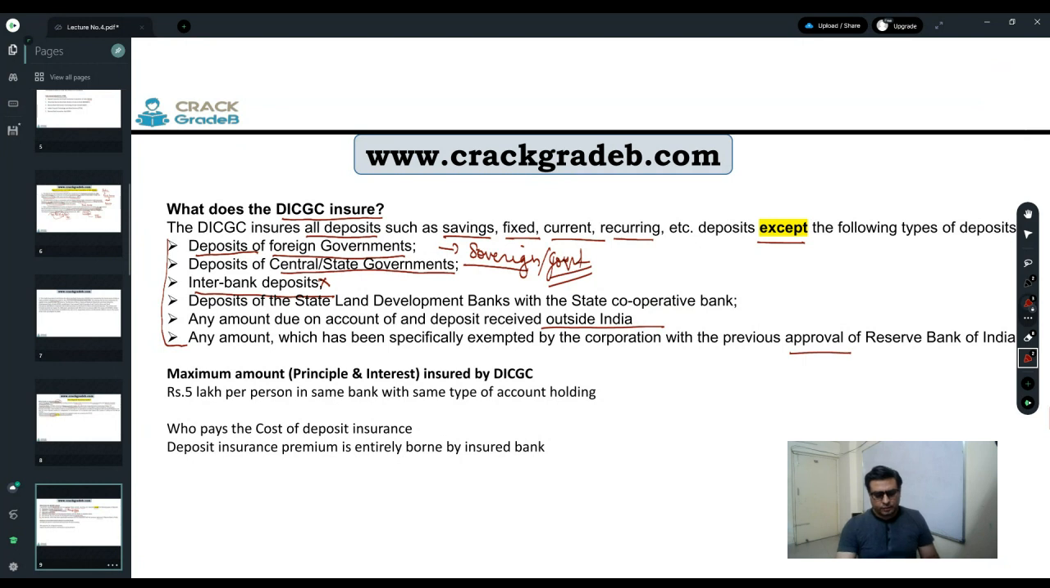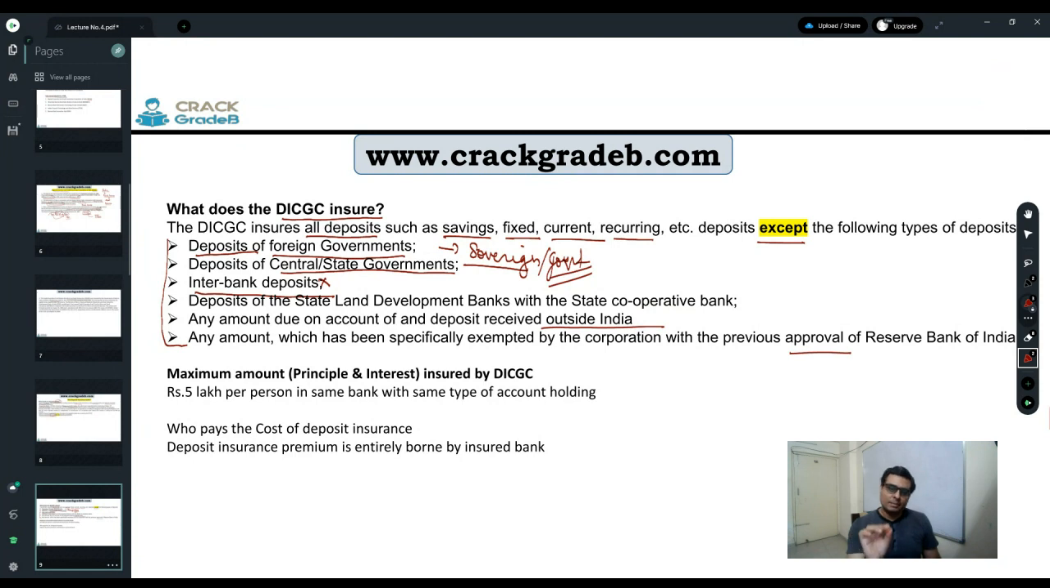If you are not able to recall, what principle do you have to follow? What is the purpose of DICGC? To provide a kind of assurance to the normal customer that their deposit is secure, right? So there is no need to cover government deposits or banks' deposits under this scheme.